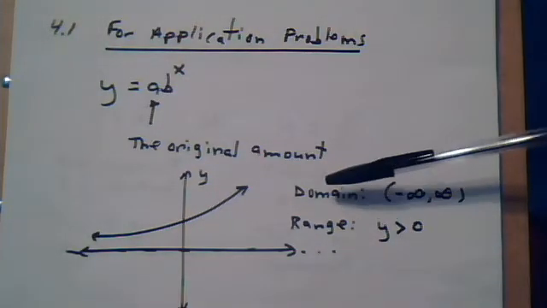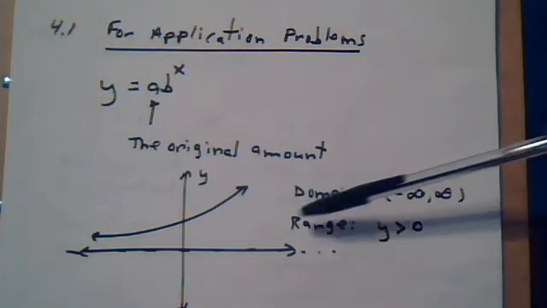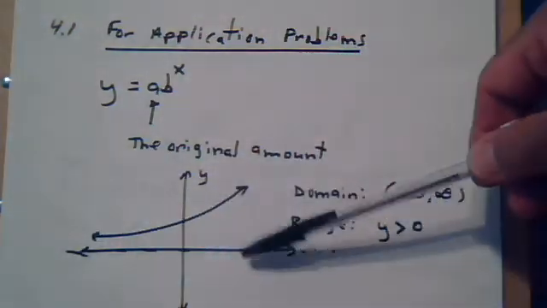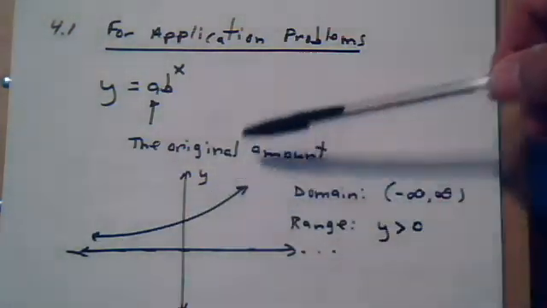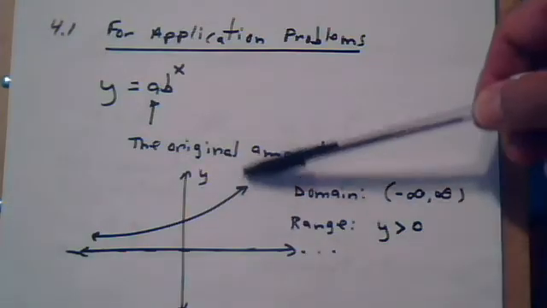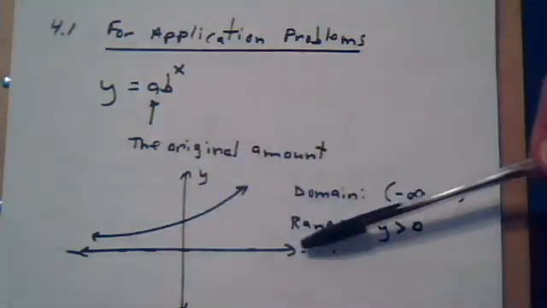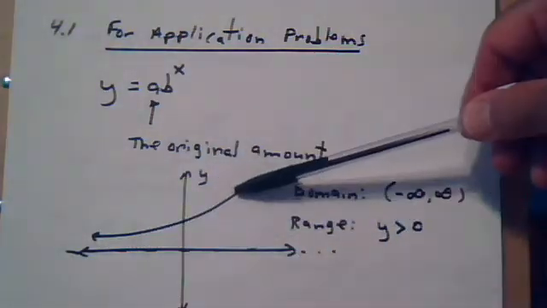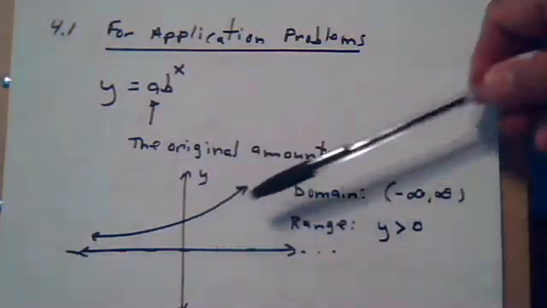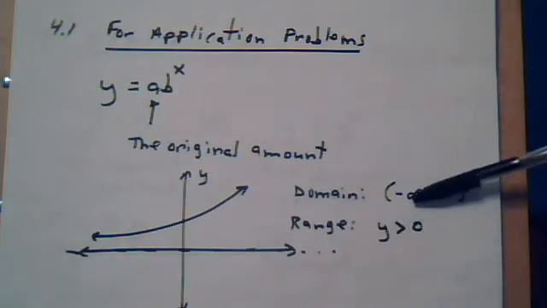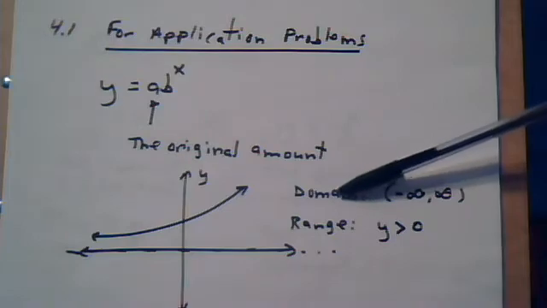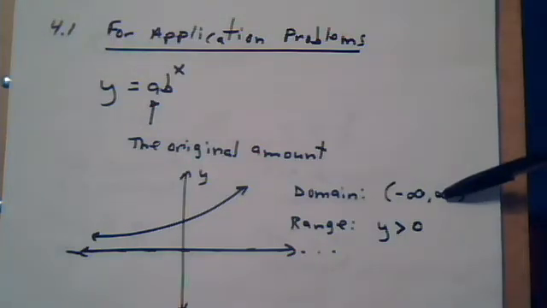Now let's look at the domain and the range. Remember, the domain are the x's, the inputs, that are being used to produce this picture. So notice this graph is on top of all the x's. These arrows go forever in that direction and forever in this direction. So all the x's are being used, so all x's are okay. They're in the domain from negative infinity to positive infinity.